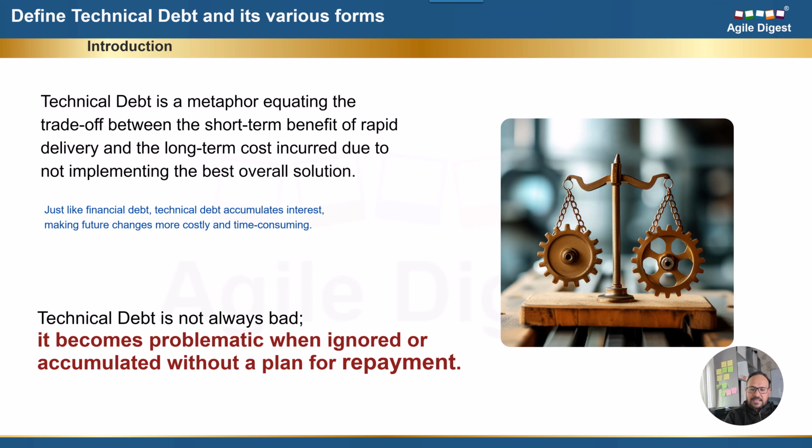It reduces your velocity. Whenever debt accumulates, the team's ability to deliver new features quickly goes down. Then it lowers your quality. The focus on the speed of delivery over quality can lead to a decrease in product quality, and it increases stress. Teams may experience stress and reduced morale as they navigate a complex code base.